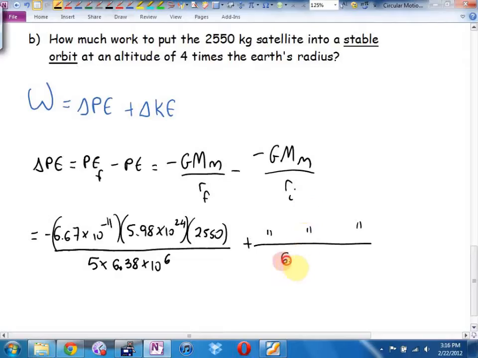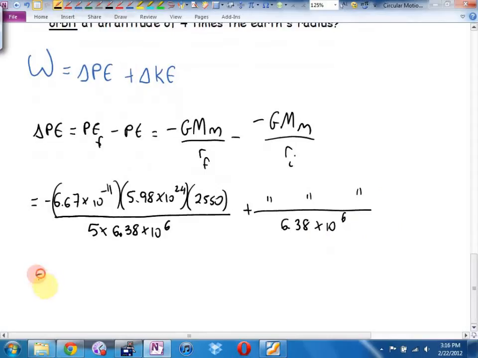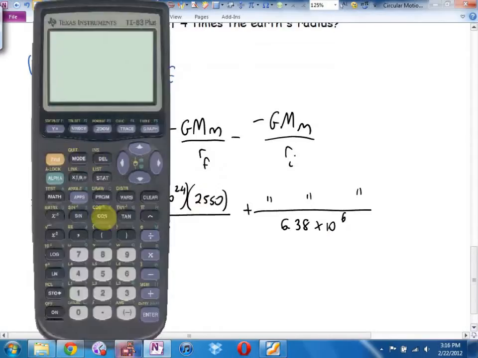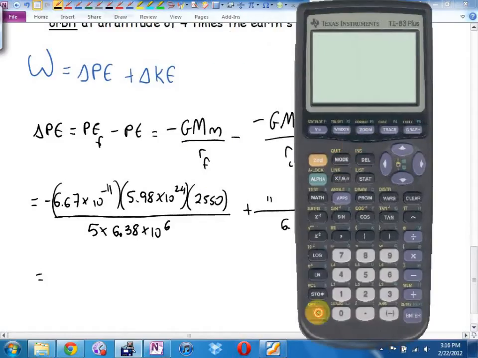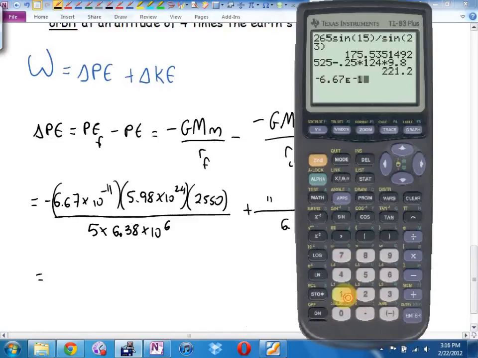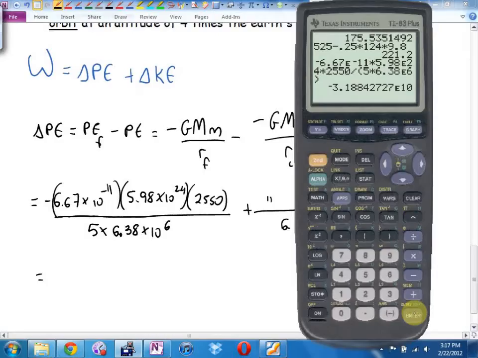So initial radius is just 6.38 times 10 to the 6th. Would I type all this in at once? No. In fact, I would do the whole first term, which I will right now. Negative 6.67, scientific notation button, negative 11 times 5.98, scientific notation button 24 times 2550 divided by bracket 5 radiuses. That's how much energy we have final.